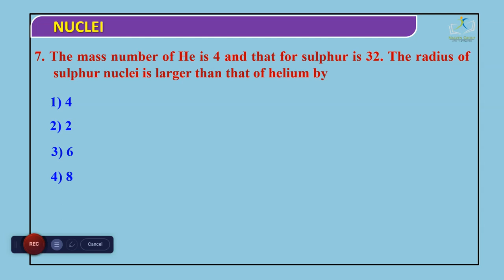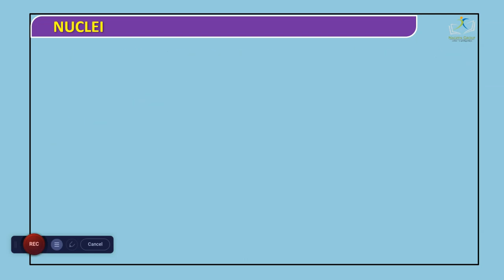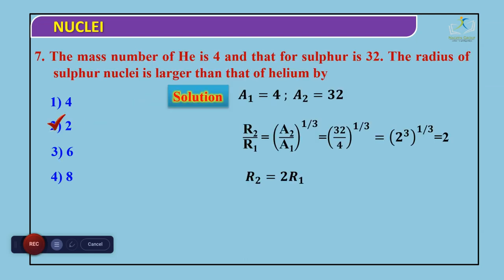So here we have options 4, 2, 6, 8. Let's move with the solution part. A1 is equal to 4, A2 is equal to 32 is given. So R1 by R2 comes to A2 by A1 to the power 1 by 3. We just put this value, 32 by 4 to the power 1 by 3. This gives 2 to the power 3 to the power 1 by 3, which gives 2. So the ratio comes to 2, and according to that, the correct option is option 2nd.